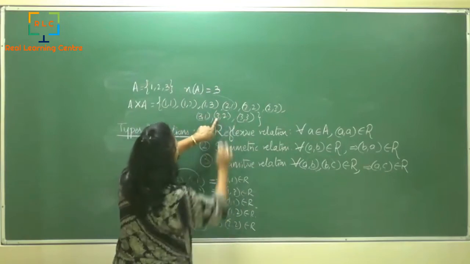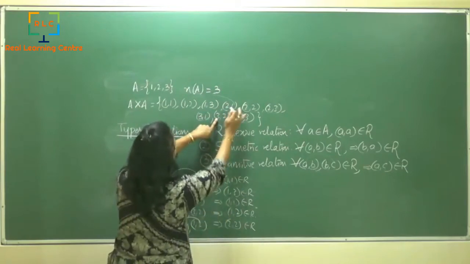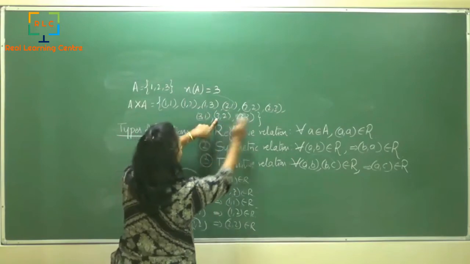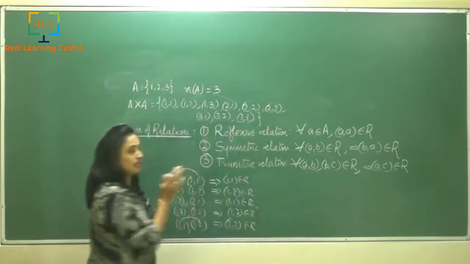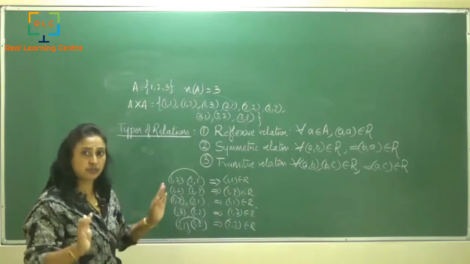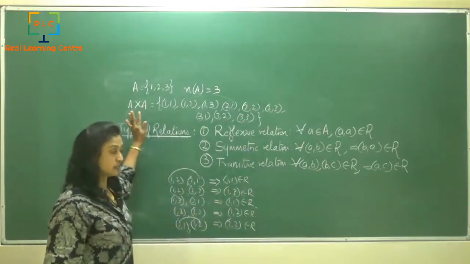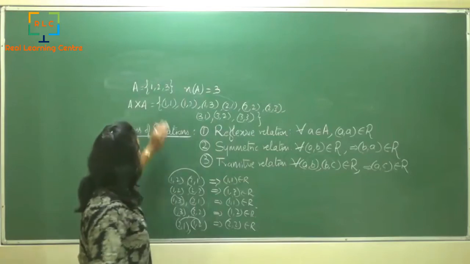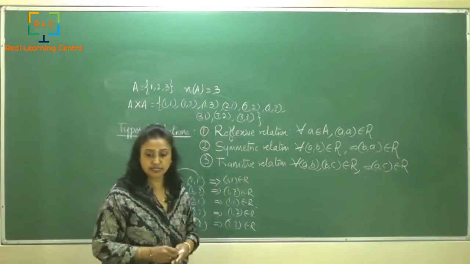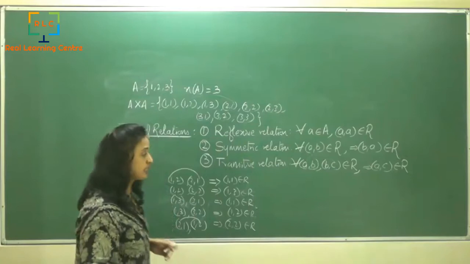Next, 3 2. 3 2, 2 1, 3 1 is here. 3 2, 2 3, 3 3 is here. Okay, we are done. I am done with all the pairings for transitivity from this A cross A relation. So I see that this A cross A is also a transitive relation. I hope you understand transitivity.